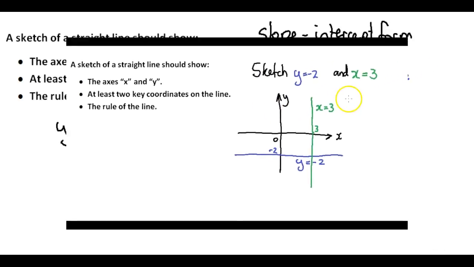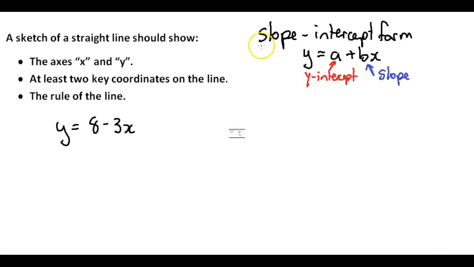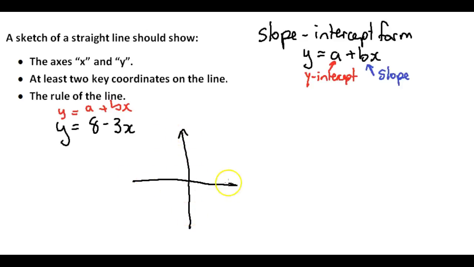Let's look at some oblique lines now. Initially, we're going to look at lines that have been rearranged into the slope-intercept form, where y is by itself. So if we compare this to y equals a plus bx, we can see that we know what one point on this straight line will be straight away. So we'll sketch the axes. We can see the slope of this line is -3.